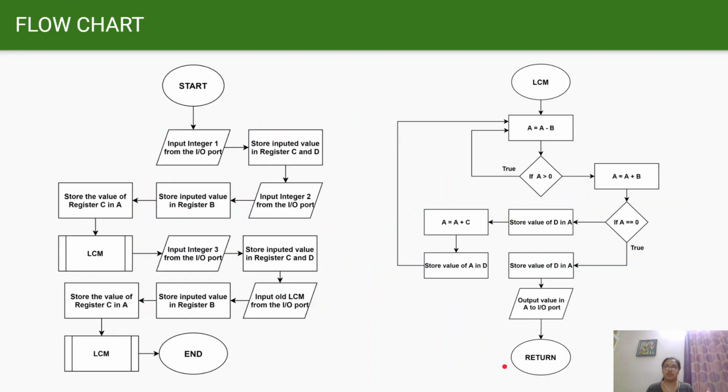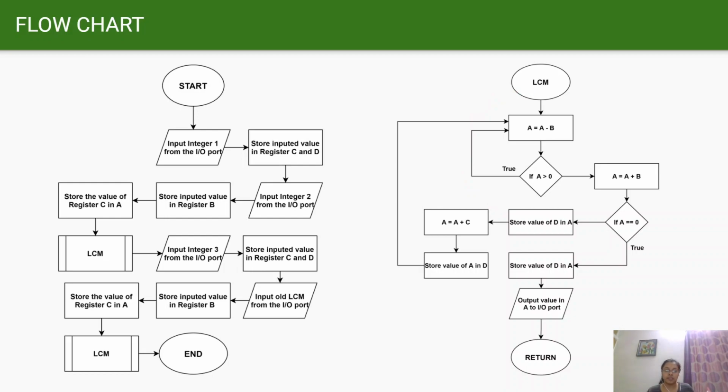Now we will discuss the flowchart. In the beginning it might look a bit daunting, but it's just the inputs we're taking and storing in different registers. This is a larger function because we have to store values in different registers, as discussed before, because we want to retain some original values that will be used later on. And this LCM subroutine that has been called twice over here is exactly the same as what we discussed in the 2 integer example.